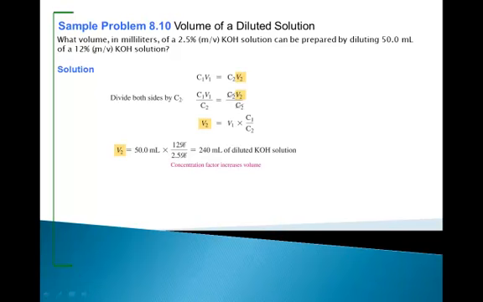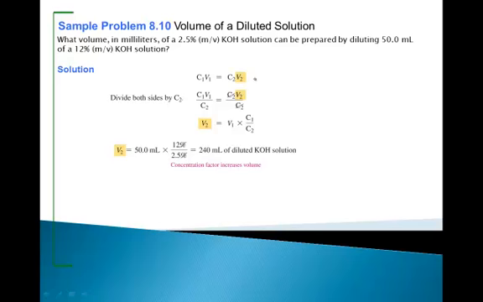Now my next one, it's diluting one. So for a dilution, I'm going to use my C1V1 equals C2V2 equation. C stands for my concentration, and V stands for my volume. So I want to know what volume of a 2.5% solution, so I don't know that, the volume, and then I have 50 milliliters of a 12% solution.